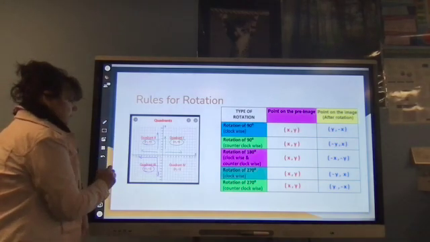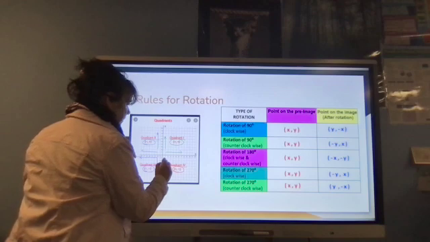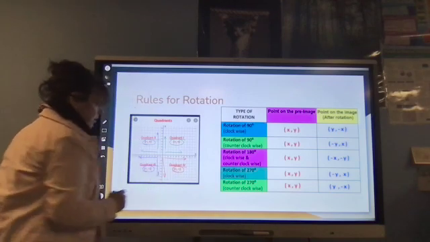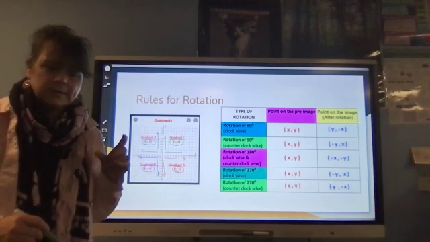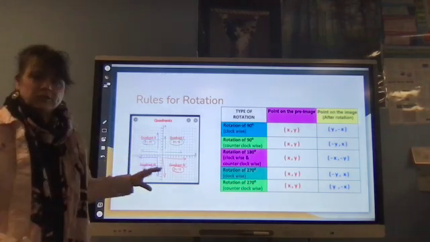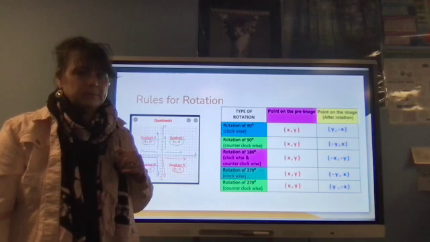And then finally, with quadrant 4, we're going to have a positive, negative, because we're going positive on the x-axis and we're going down on the y-axis. So that's just a reminder for you about the coordinate system and about the different quadrants, and then how our signs change depending on what quadrant we're in. Super helpful piece of information.